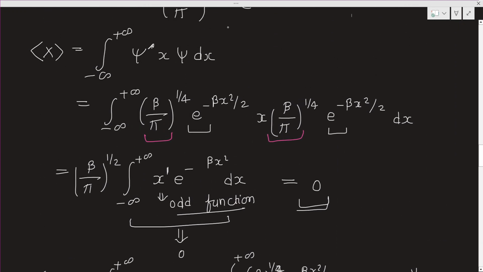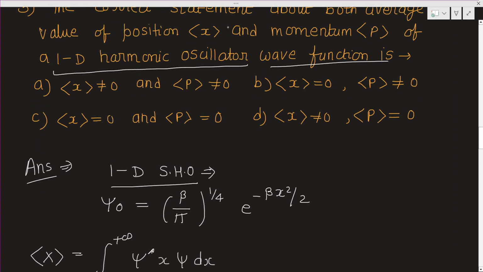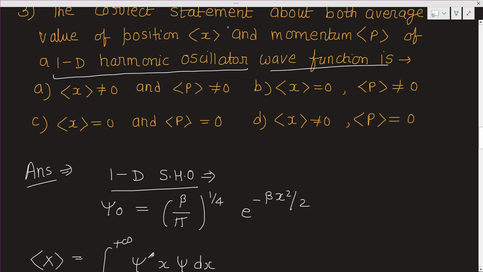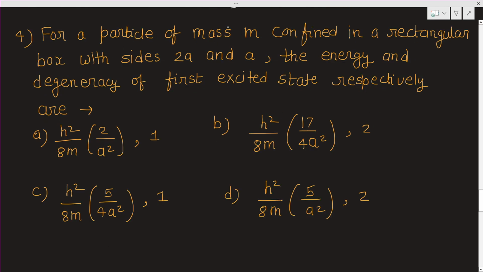Means to say, if you are seeing your answers, see here in option number C, it is given that the average value of x is equal to 0 and the average value of momentum is also equal to 0 in a 1D harmonic oscillator. Okay, this thing you should learn. Once you learn this, you do not need to derive it. Okay, let's see the next question.